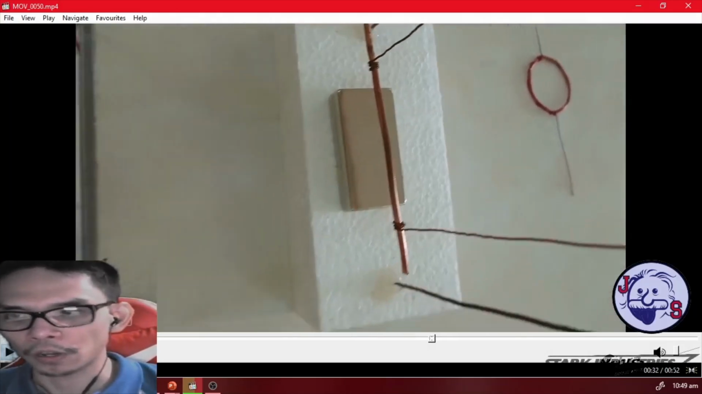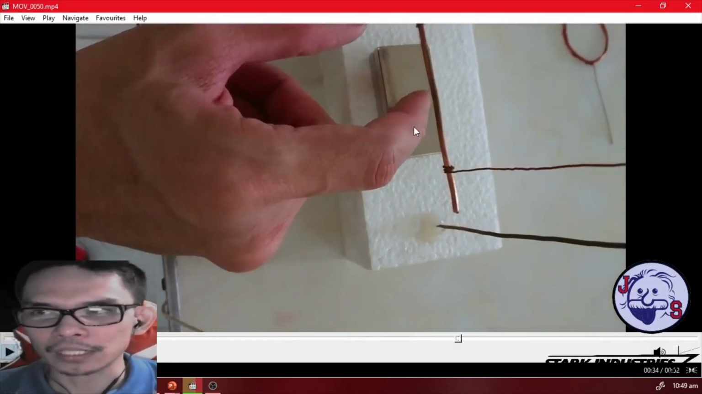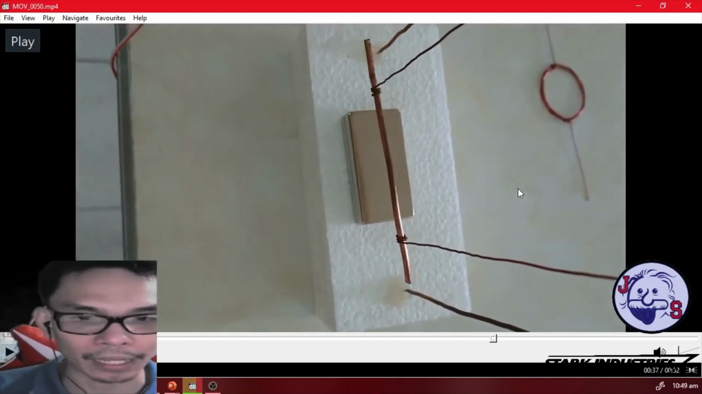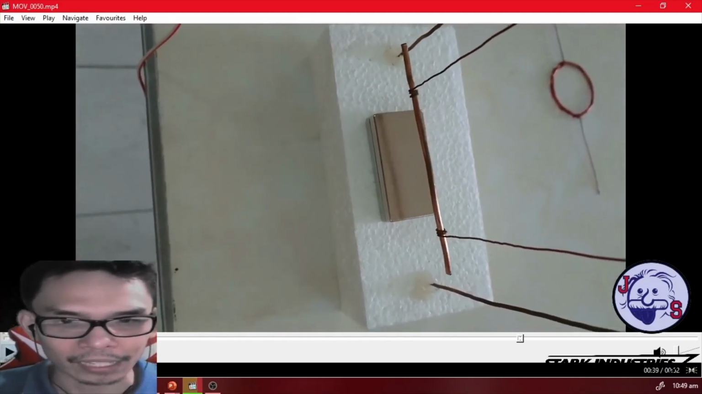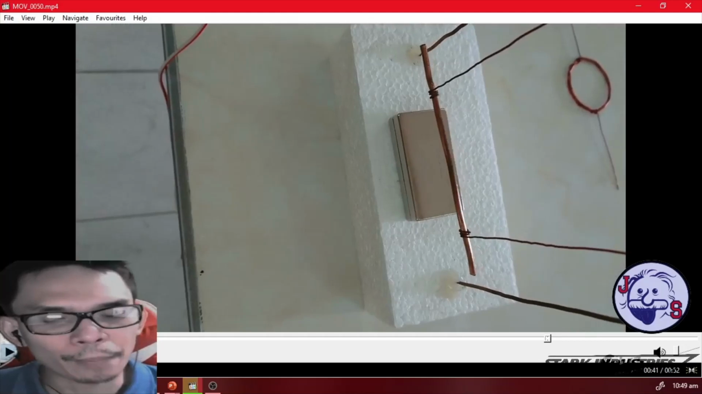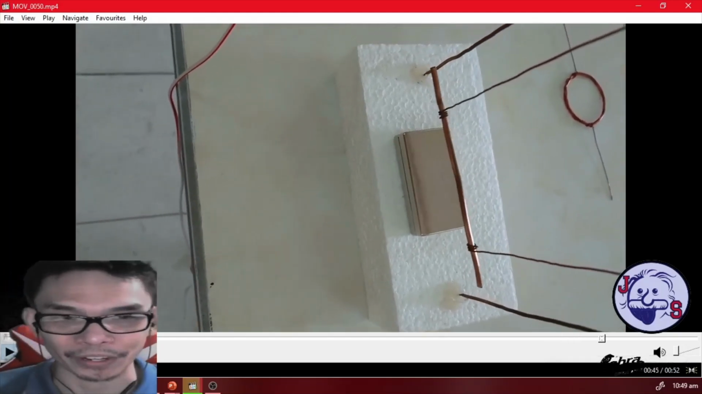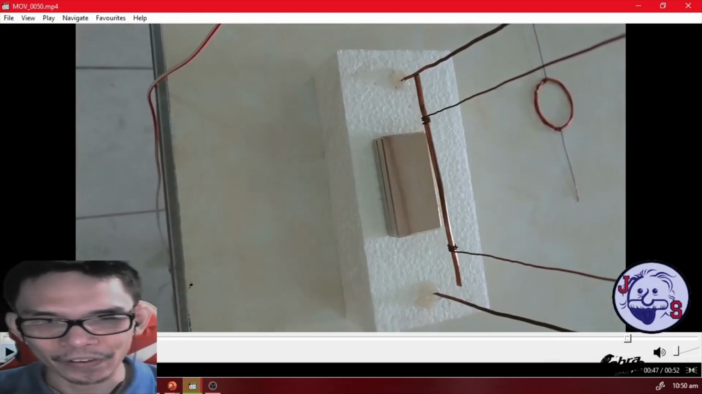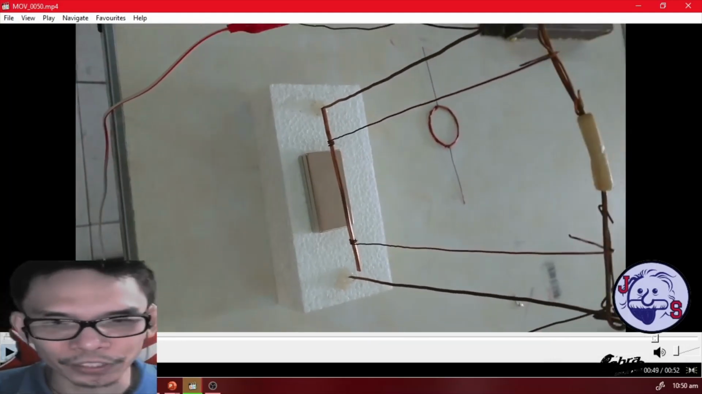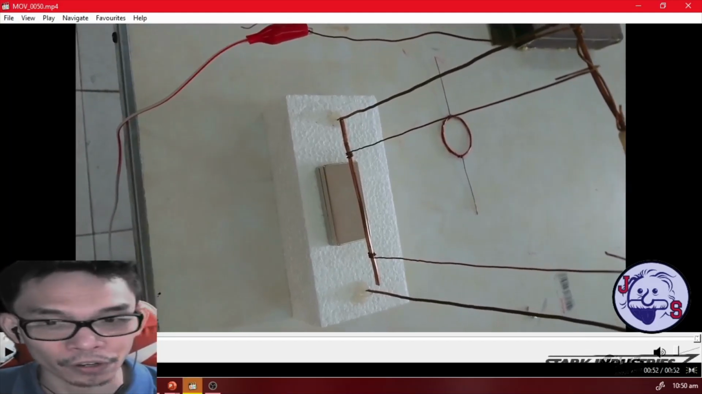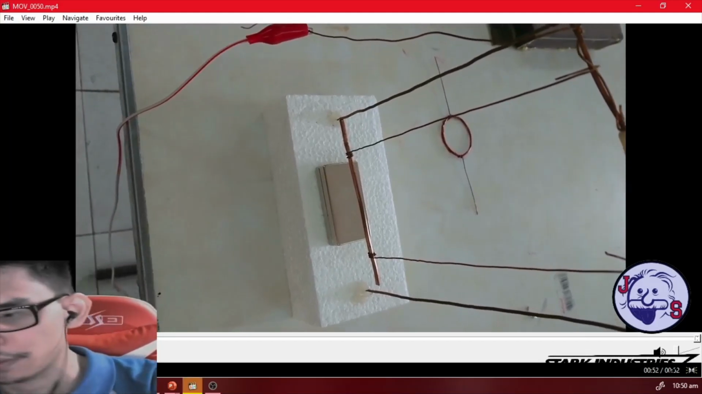That setup that you have over there is called the electromagnetic swing. That is basically a simple motor. So that is our discussion for this part of the video. Let's jump right into it.